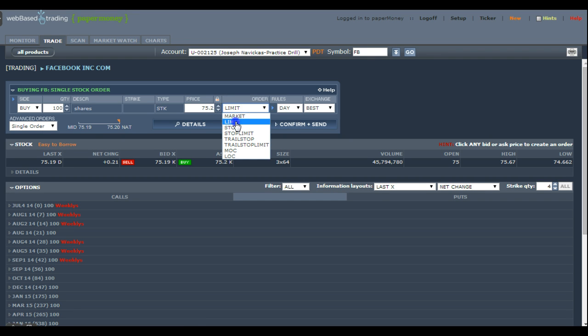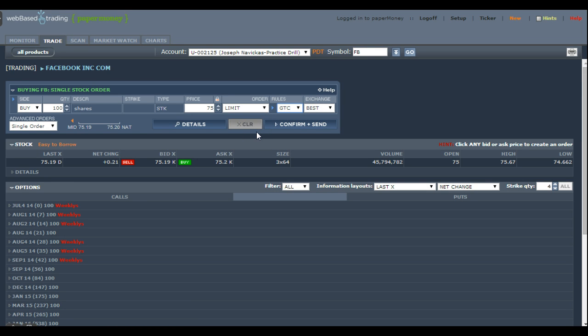So we want to use the limit. Limit is the maximum amount that we're willing to pay for a simple buy of a stock. In this case, we're going to use $75. We want our order to be GTC, which means good till canceled. So we want to keep the order in there until we actually go in and cancel it, because we definitely want to be a buyer of this stock at 75. And the exchange we'll leave at best.